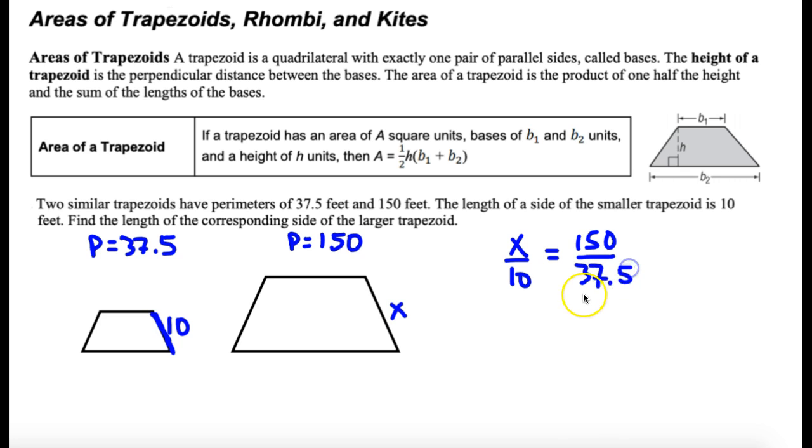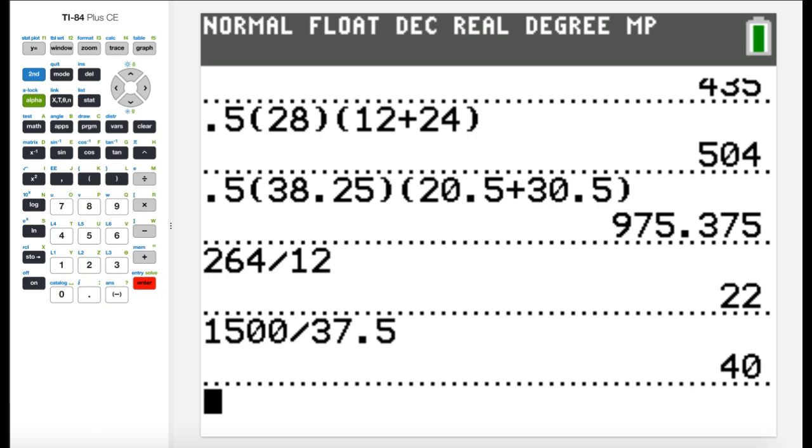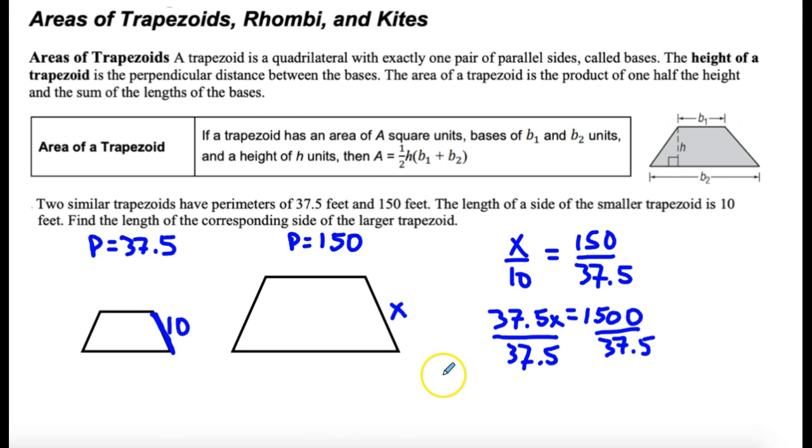So then to solve something like this, we would cross multiply. 37.5x equals 1500. Divide both sides by 37.5. 1500 divided by 37.5 gets me 40. So the length of that corresponding side there is 40. Okay, go ahead and try the edge elastic for this.